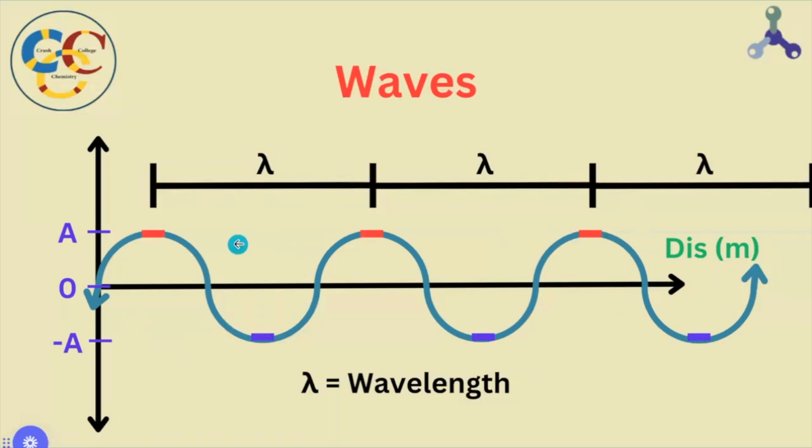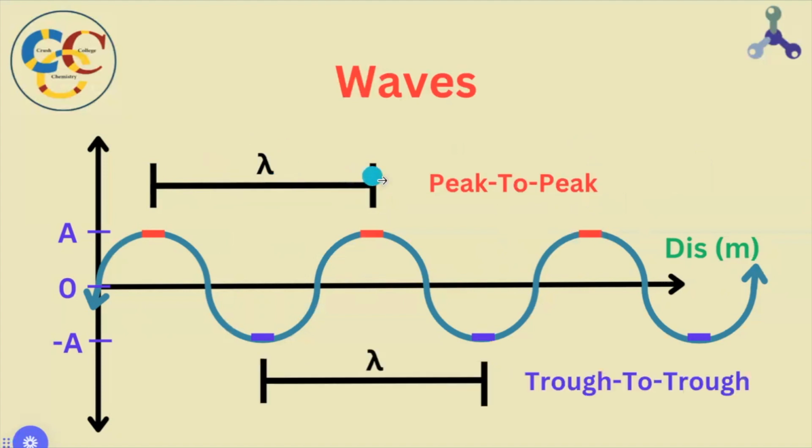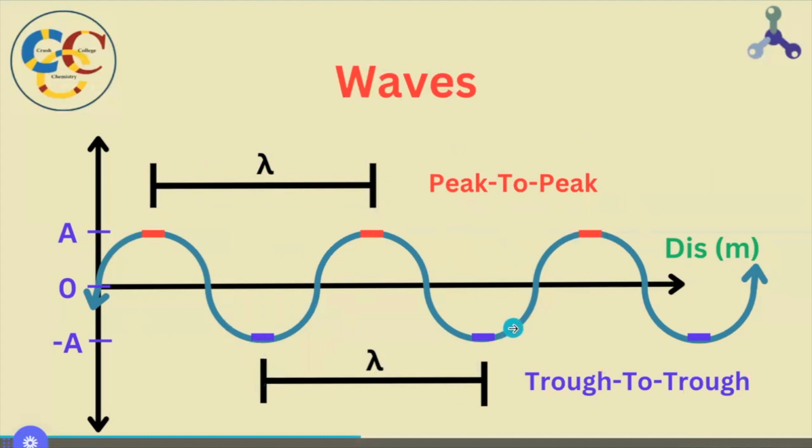As we can see, a wave is cyclical in nature. So we define the horizontal distance it takes to repeat itself as the wavelength, and we represent it by this little lambda symbol. Wavelength is also the peak-to-peak distance and the trough-to-trough distance.